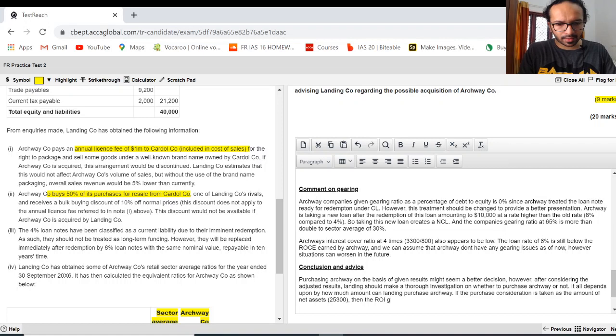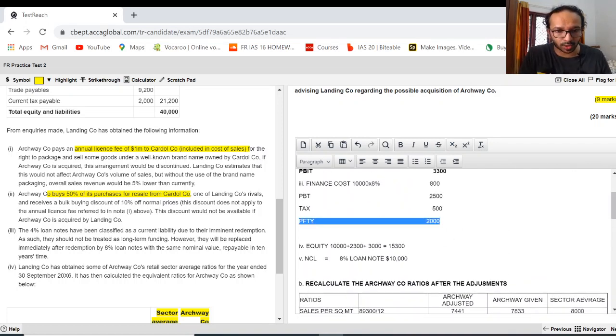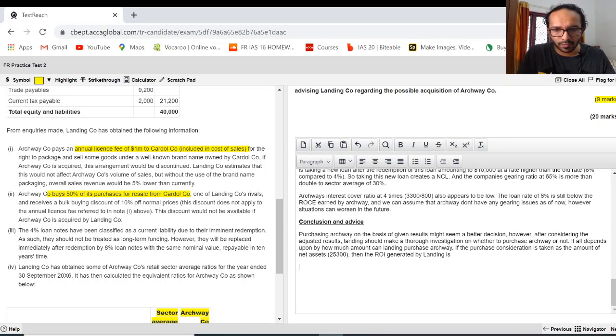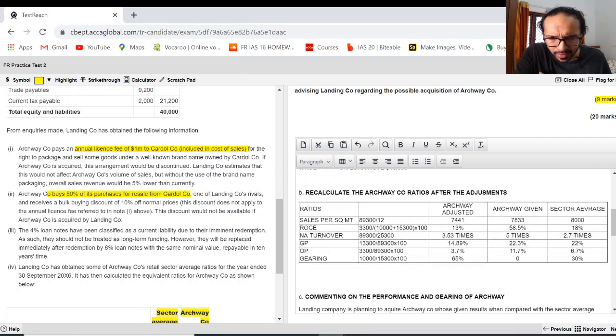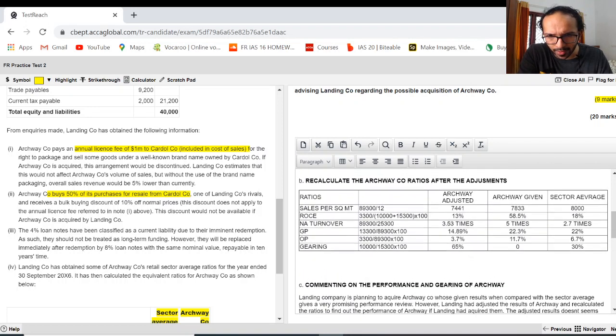Then the return on investment generated by Landing is, ROI, return on investment, is profit divided by investment. The profit for the year we had already calculated here, it is 2000. And assume we are going to purchase Archway by giving the value of net asset, 23,500, into 100. It is 8.5%. Net asset is 25,300, right? It is 8.5%. Is low, right?